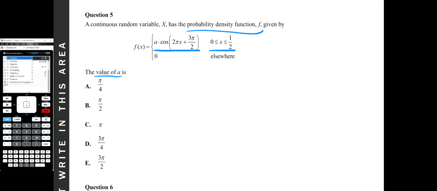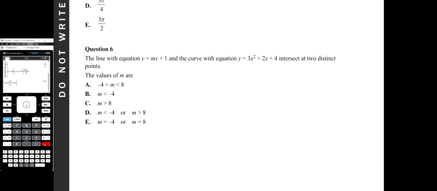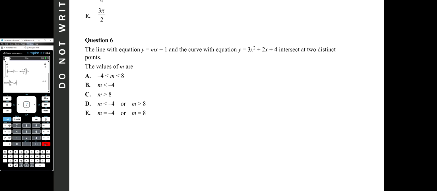So now we need to go menu 3, 1. You can all do it in one line as well. Solve. That answer is equal to 1 because we know the total area needs to equal 1. And we're going to solve for a, and we end up with a equals pi, which is option C. Excellent. So moving on to question 6.